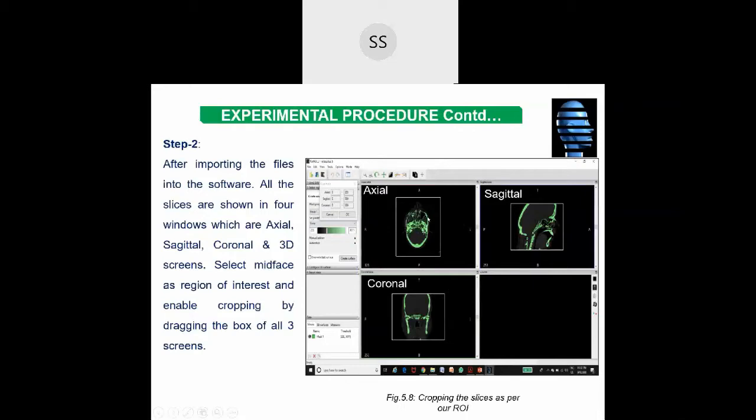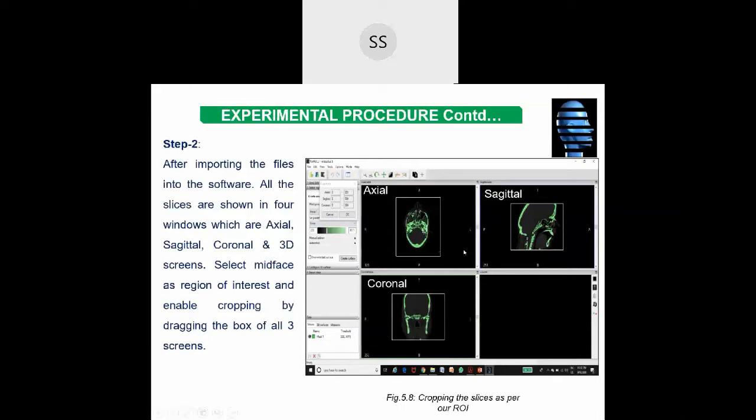So from this you get your top view, front view, and side view. This is the top view, this is the side view, this is the front view, and based on them you can understand your region of interest, the area in which you want to build the implant or develop the picture.